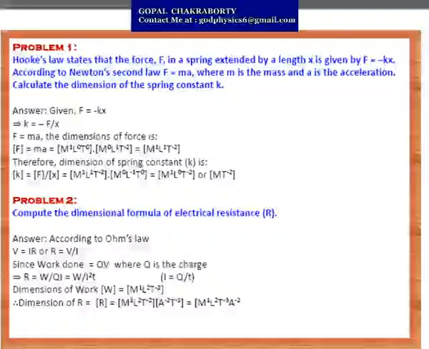Now, the first problem. Hooke's law states that the force F in a spring extended by a length x is given by F equals minus kx. According to Newton's second law, F equals m into a, where m is the mass and a is the acceleration. Now the question is, calculate the dimension of spring constant k.